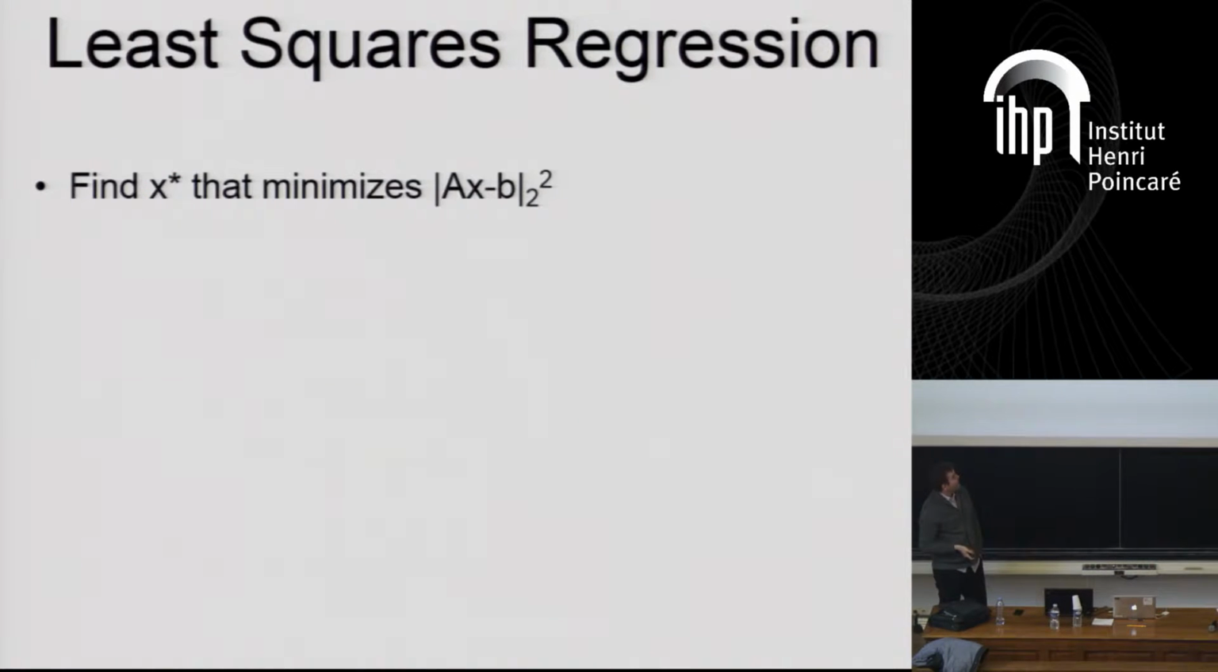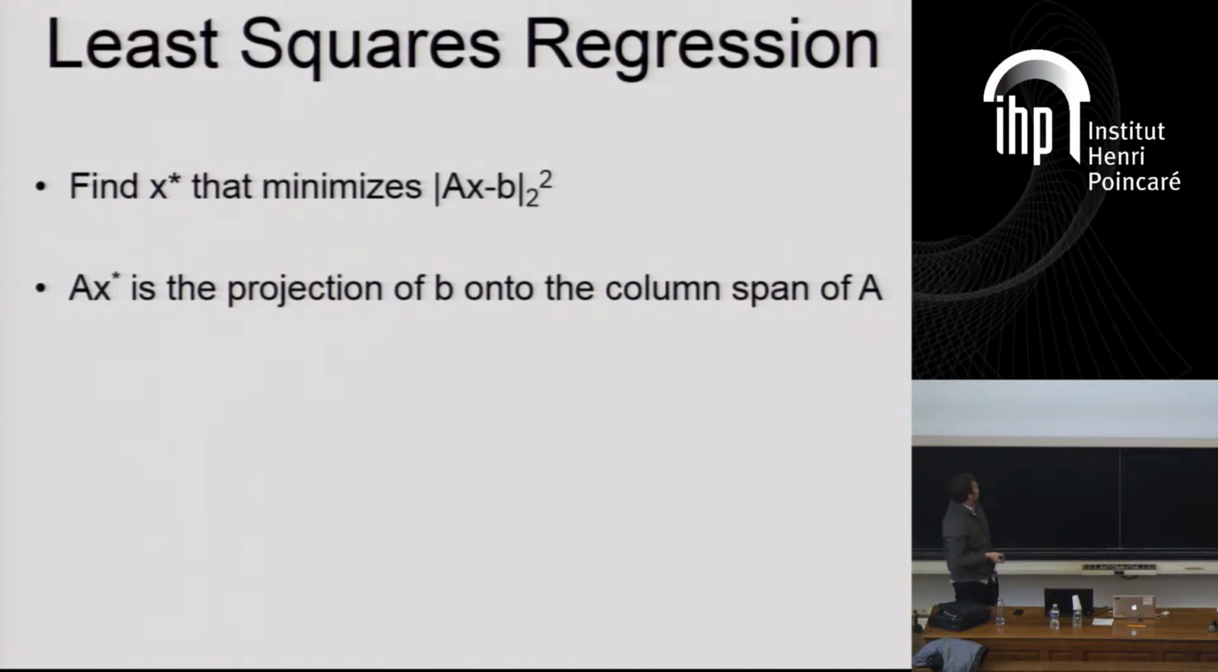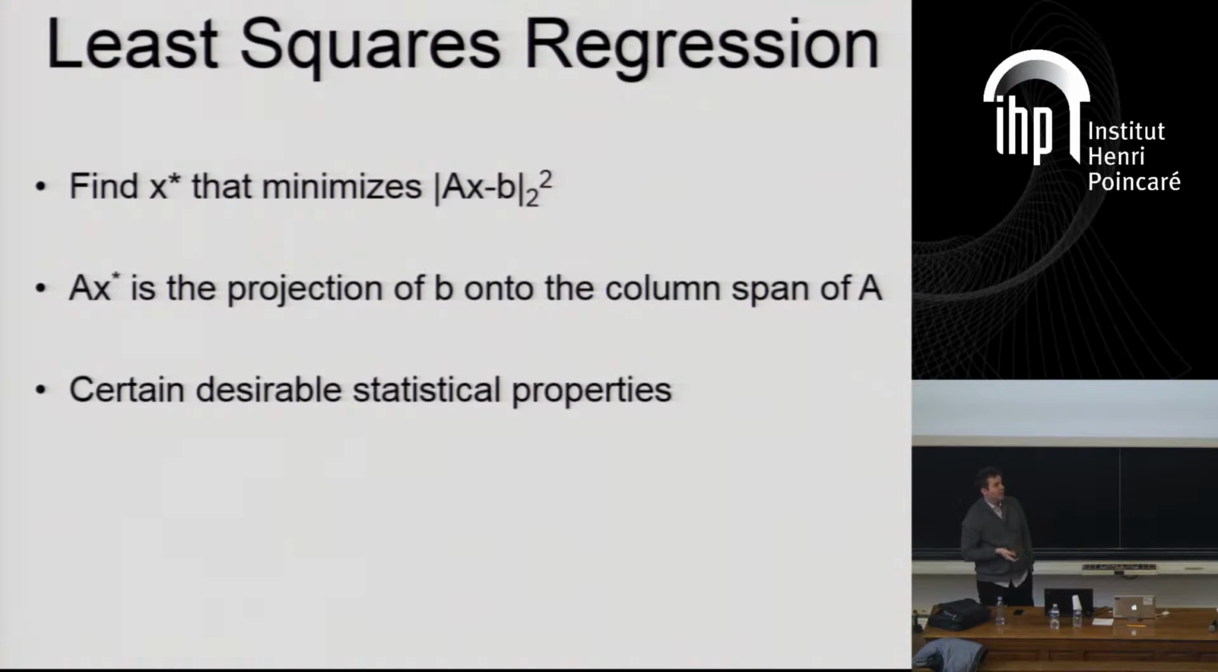So one of the most well-studied forms of regression is least squares regression. And here you try to find the vector x, which minimizes the Euclidean distance between these two vectors A x and b, or equivalently the square of that. And this has a nice geometric interpretation. A x star is just the projection of b onto the linear span of the columns of A.